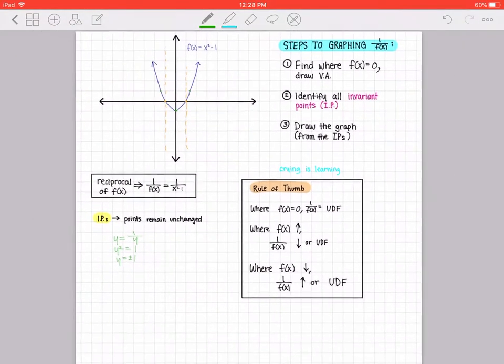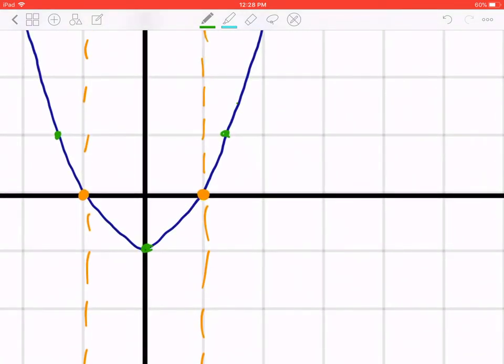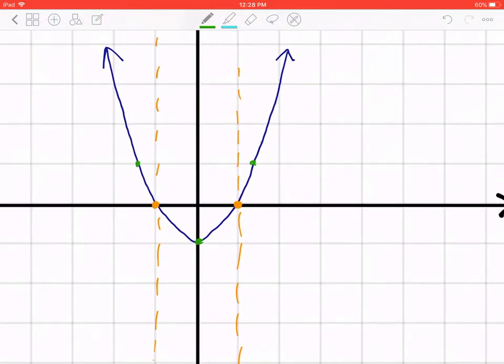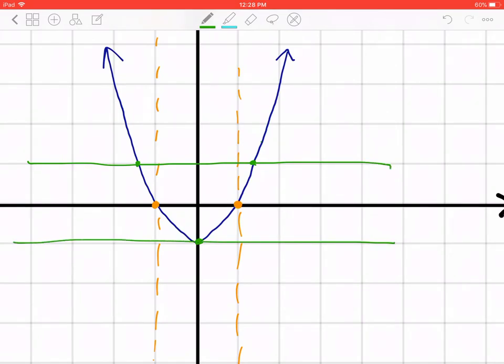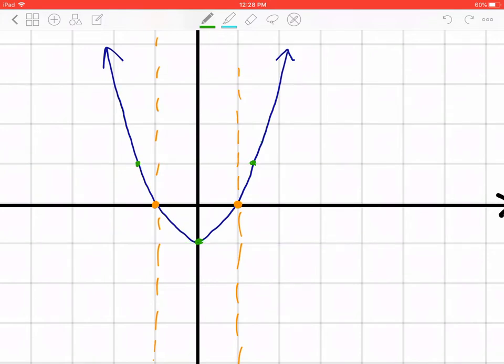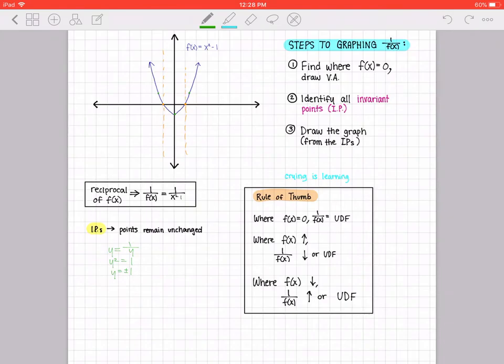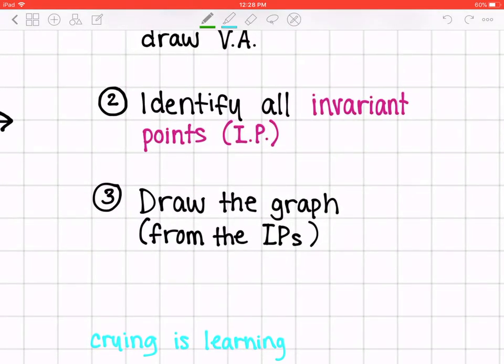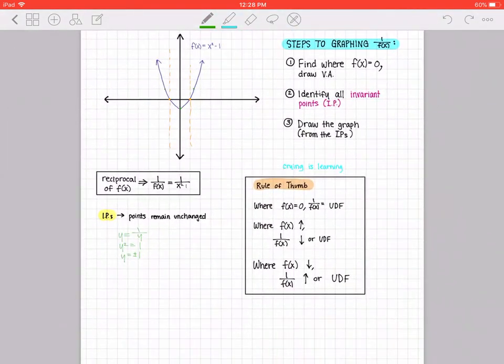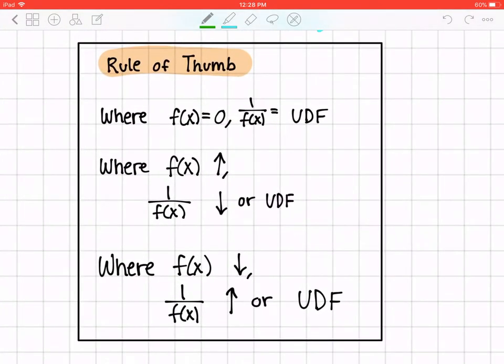And that's why all the invariant points between your original function and your reciprocal function are the points that lie on the line y = 1 or y = −1. So these are the invariant points of the reciprocal function and the original function. Now that we have identified all the invariant points, we are going to draw the graph from the invariant points. Before we start to draw the graph, there are some basic rules of thumb.